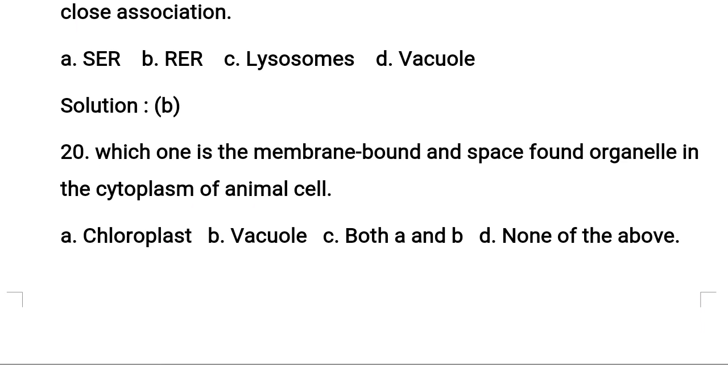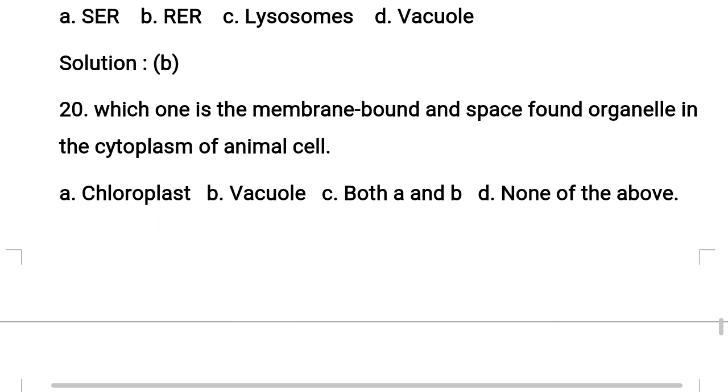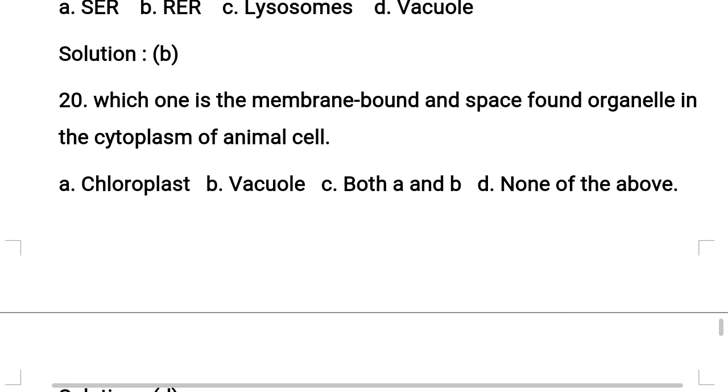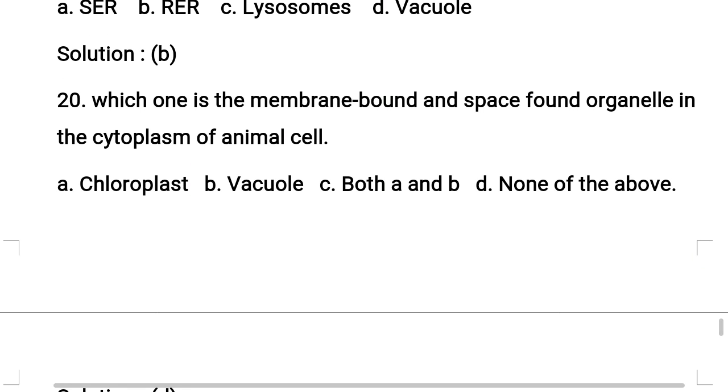Now the last question in this session is: which one is the membrane bound and space found organelle in the cytoplasm of animal cell? So in the animal cell we need to find out the cell organelle which is membrane bound and space found. So now let us see options one by one. Option A, chloroplast. B, vacuole. C, both A and B. D, none of the above.